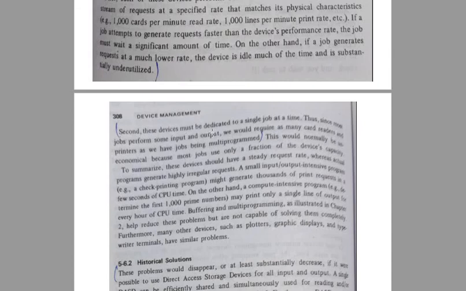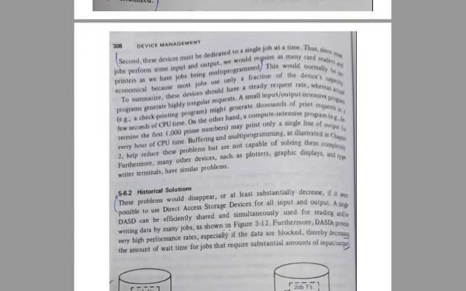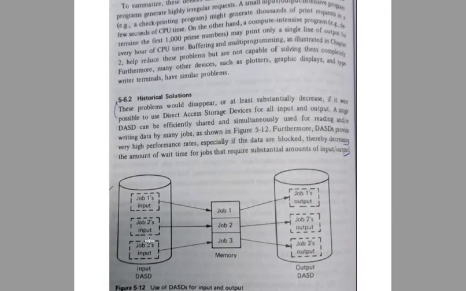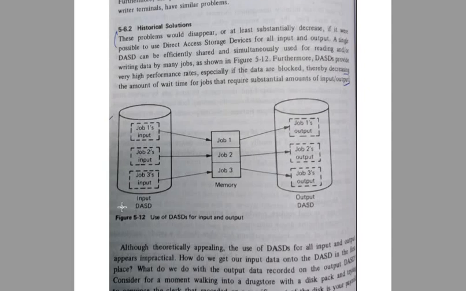Second, these devices must be dedicated to a single job at a time. Thus, since many jobs perform some input and output, and jobs are multi-programmed, we require many card readers and many printers so that everything can be connected. Historical solutions for this are given next: use of DASDs for input and output.